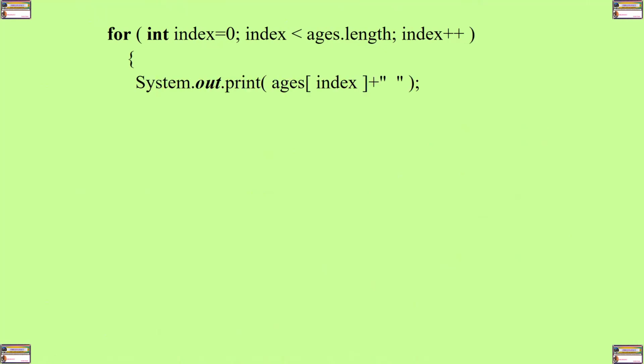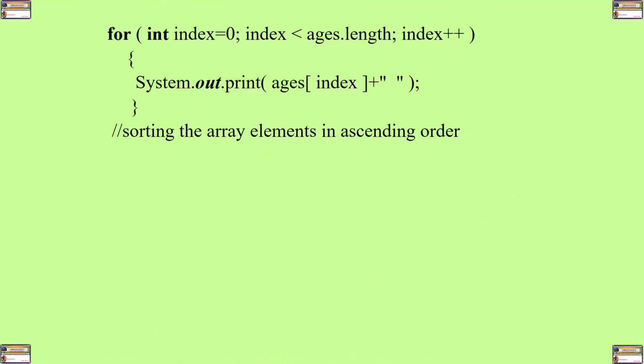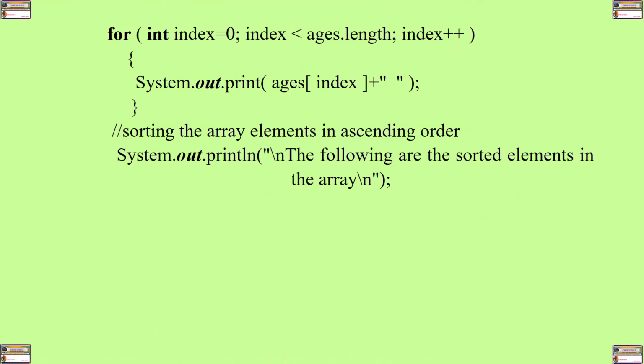This simply means that with this for loop, the elements will be displayed one at a time, until the current value of index is no longer less than the size of the array. And that's when the loop will be terminated and the control will be taken to the next statement. The next statement is sorting the array elements in ascending order. This statement will write on the screen that the following are the sorted elements in the array. And then from there, this method will do the sorting.